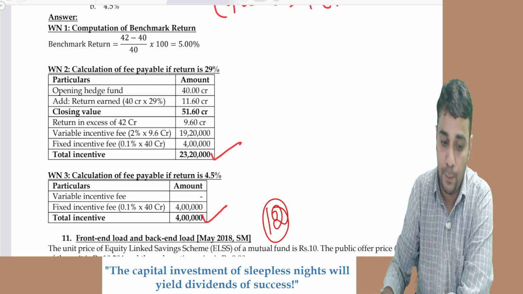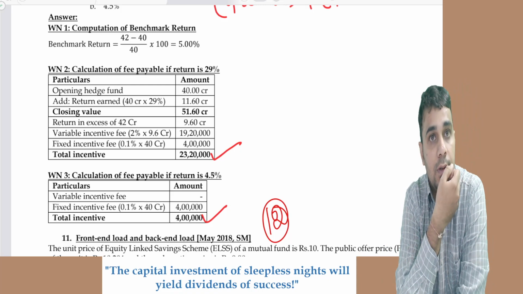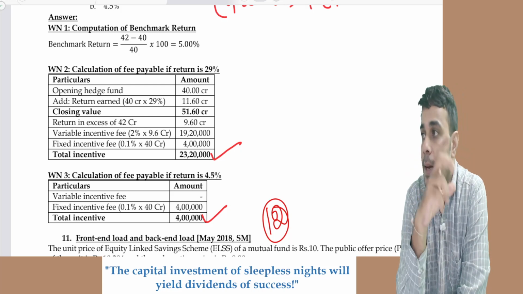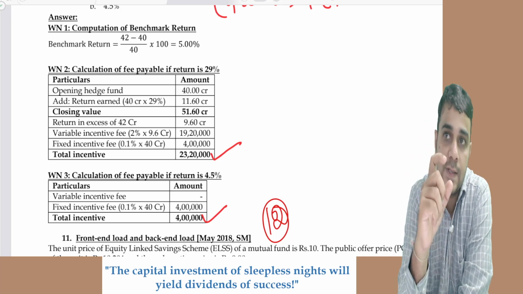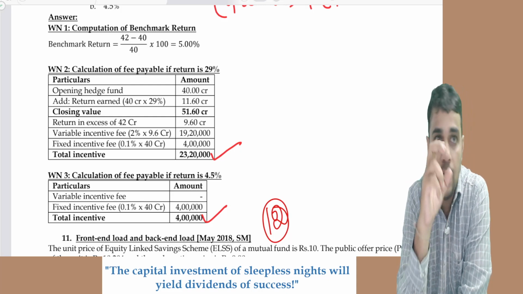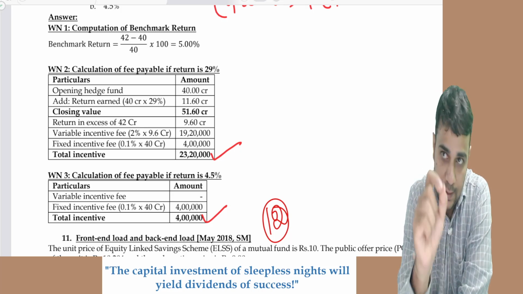23 lakh 20 and 4 lakh rupees. Any doubts on this? I am going to be paid incentive based on my performance. If performance is good, you have to pay me extra. How much extra are you going to pay? You are going to pay me in excess of 42 CR.